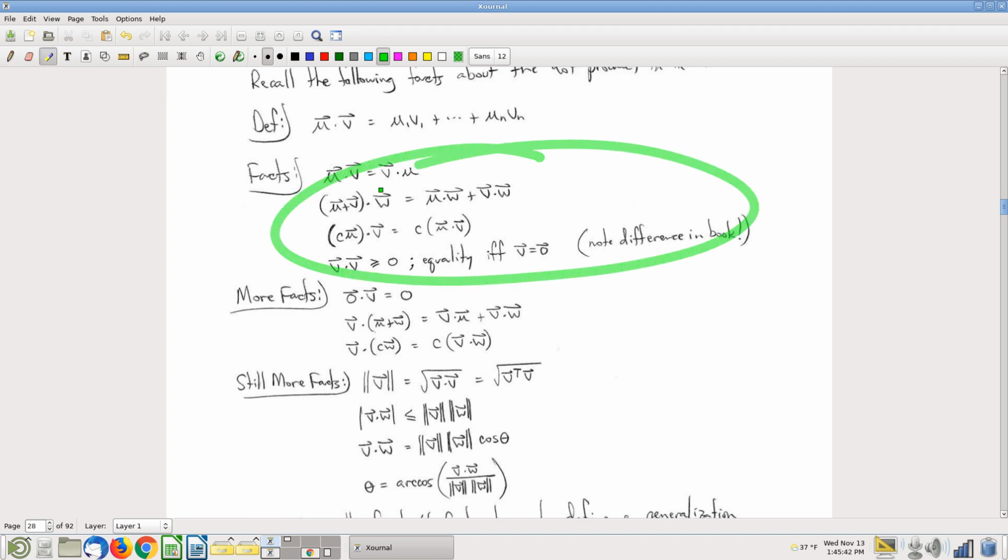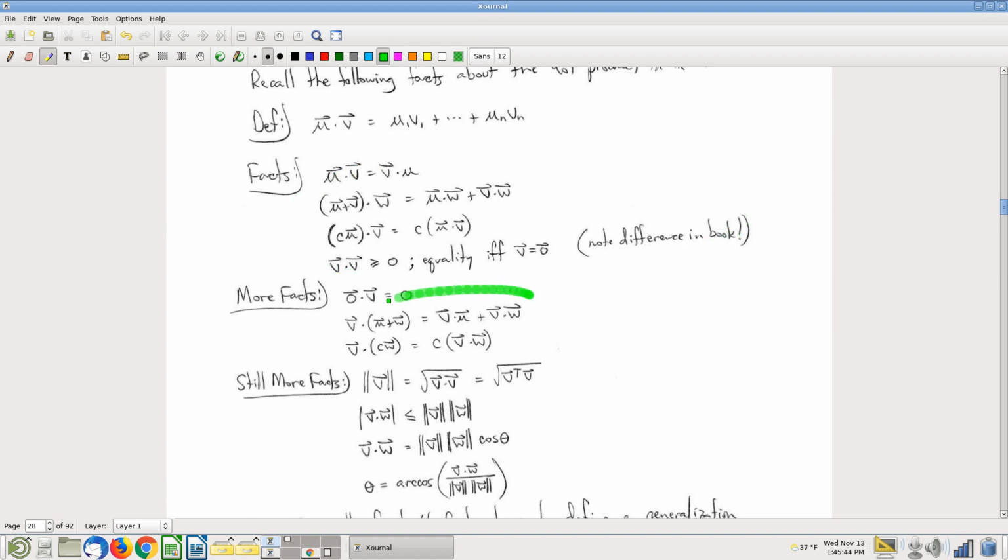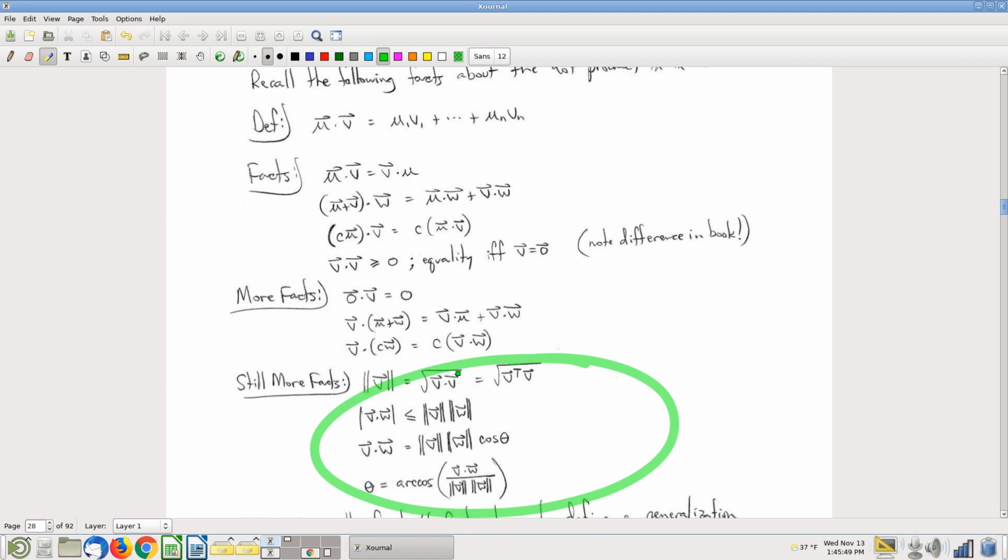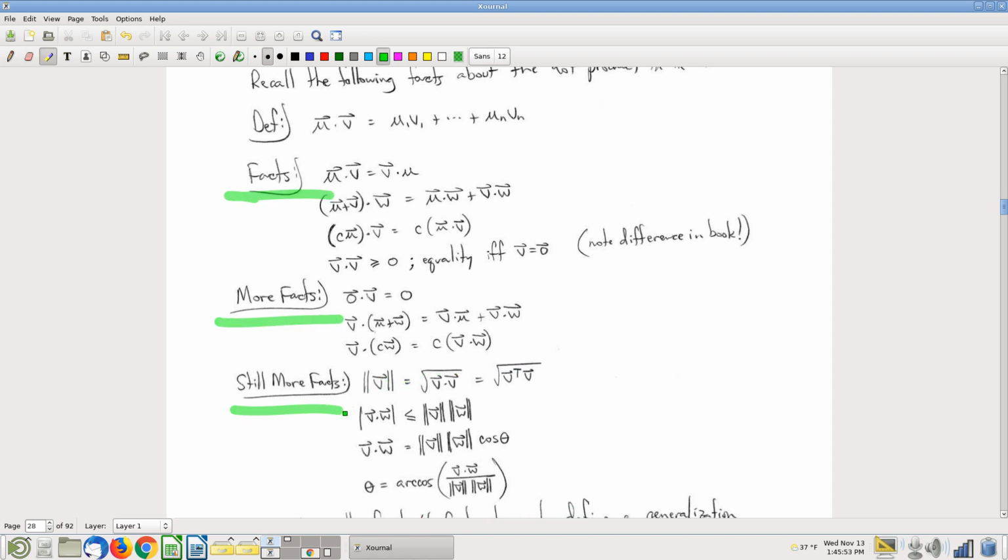Here are some properties that the dot product satisfies. Here's some more. Here's still more. You may be wondering why I have these labeled in 3 separate groups, and there's a reason for that. So for the moment, I'm going to sweep that under the rug. And I'm not going to go through all these properties. All of this is old news. You should already know all of this stuff. So look it through and make sure that you remember all of these facts about the dot product.